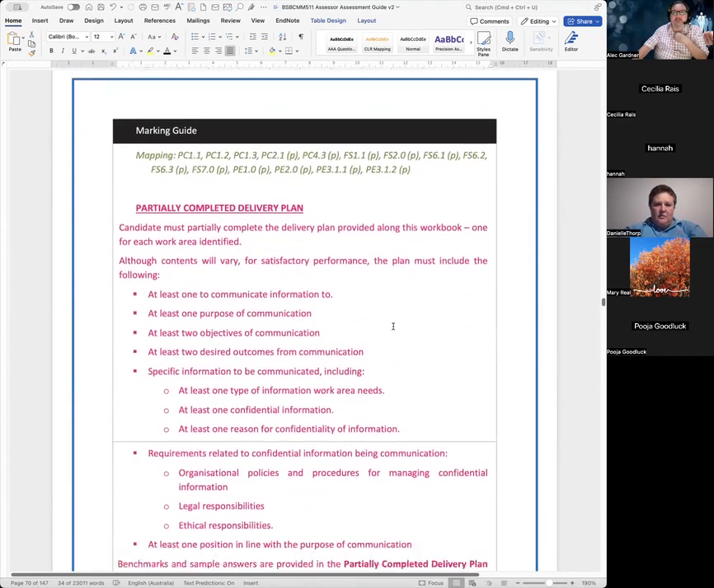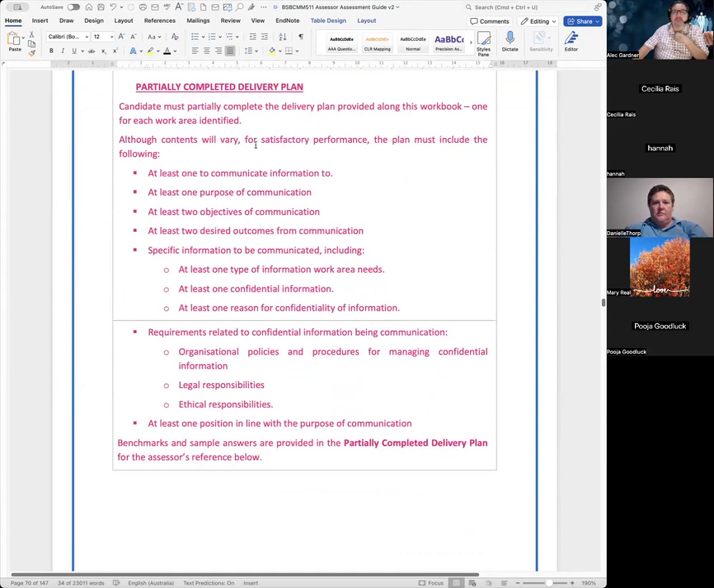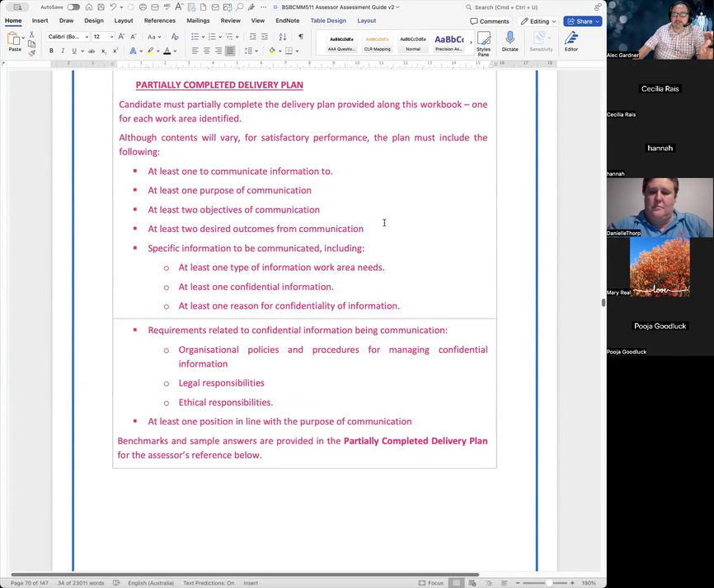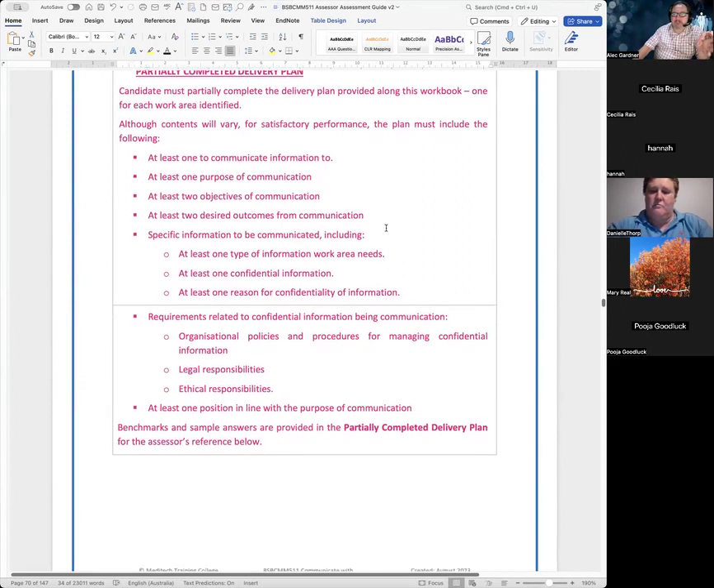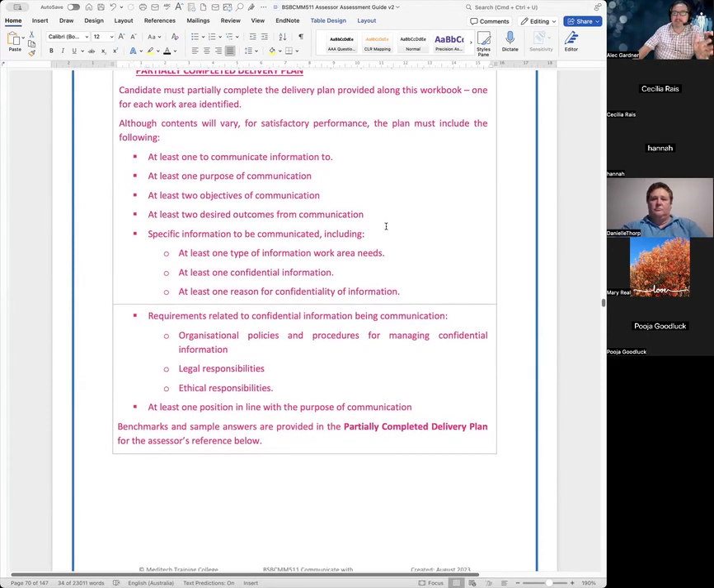So you're not supposed to see this, but I'll tell you what I'm going to be looking for. I want to see at least your communication information. I want to see the purpose of the communication. I want to see 2 very clear objectives, 2 desired outcomes, and I want to see at least 1 type of information work area needs.